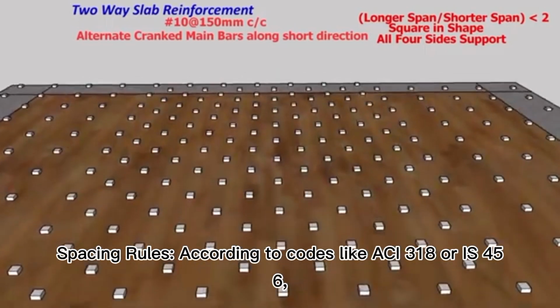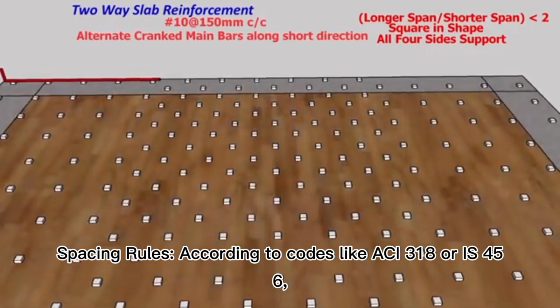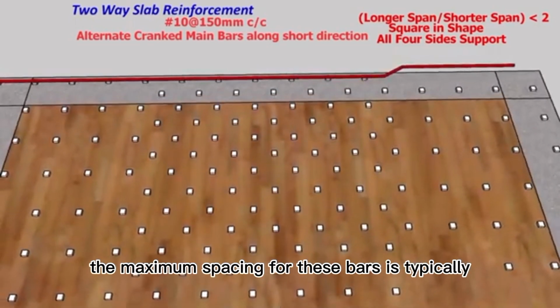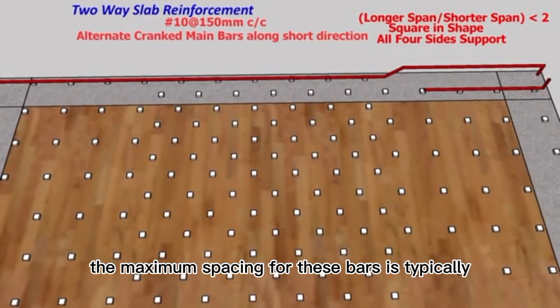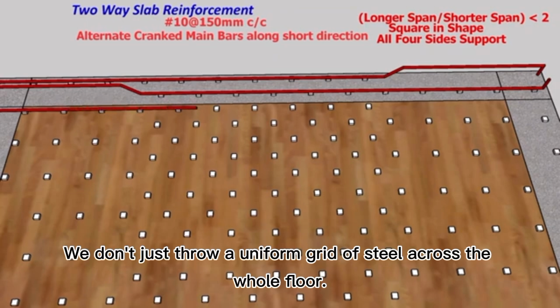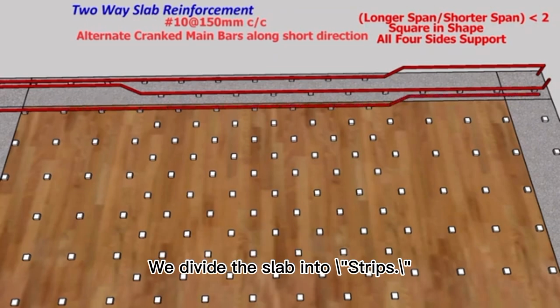Spacing rules. According to codes like ACI 318 or IS 456, the maximum spacing for these bars is typically 3 times the slab thickness or 300 millimeters, whichever is less. We don't just throw a uniform grid of steel across the whole floor. We divide the slab into strips.